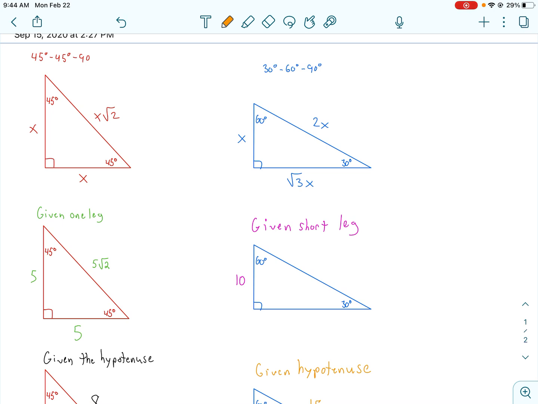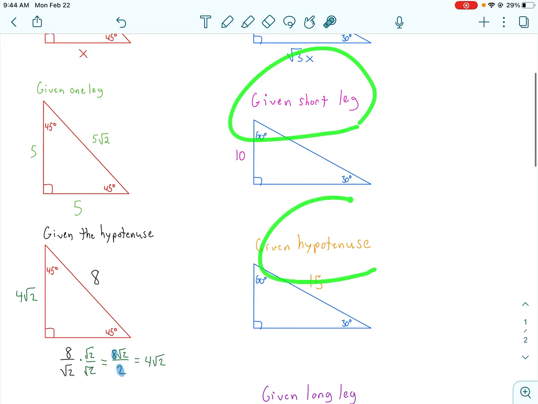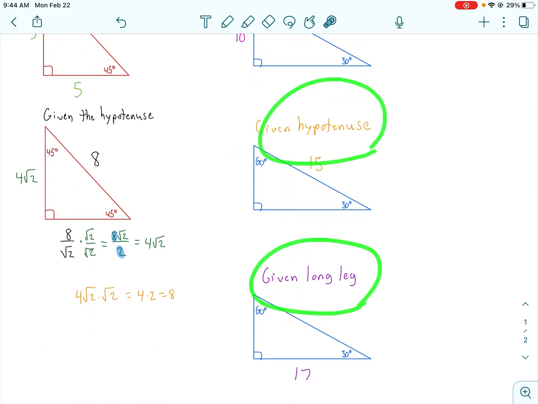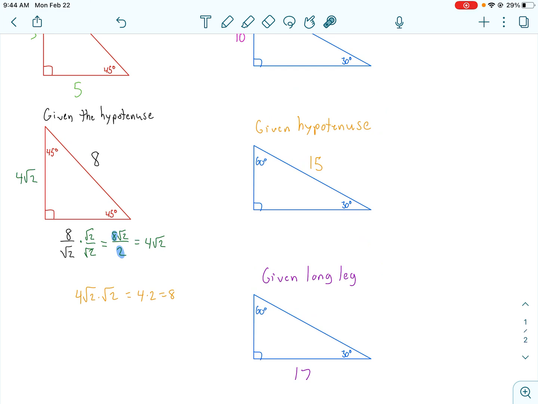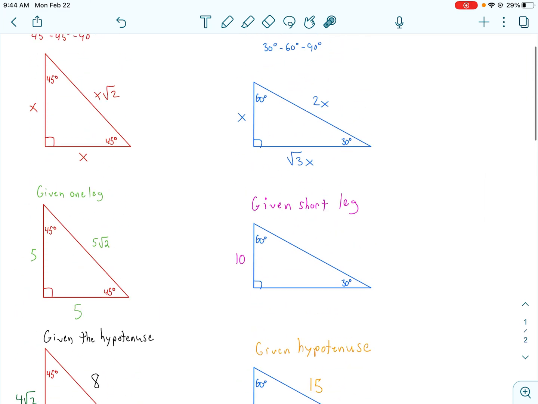That's it for 45-45-90. 30-60-90, I can ask in 3 ways. I can either give you the short leg, I can give you the hypotenuse, or I can give you the long leg. Being given the long leg is the hardest, so we're going to do it last.